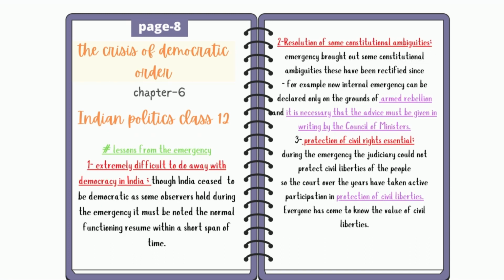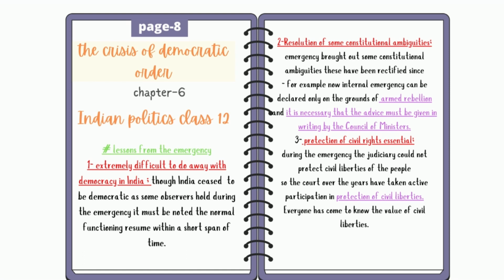Secondly, lessons from the emergency that we learned. Extremely difficult to do away with democracy in India. Though India ceased to be democratic as some observers hold during the emergency, it must be noted that the normal functioning resumed within a short span of time. Resolution of some constitutional ambiguities. Emergency brought out some constitutional ambiguities. These have been rectified since.